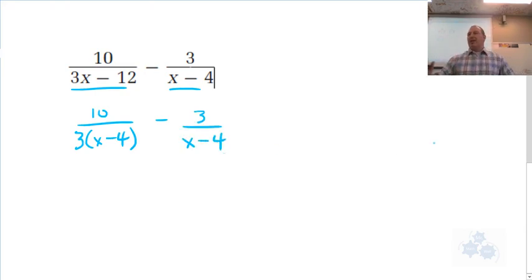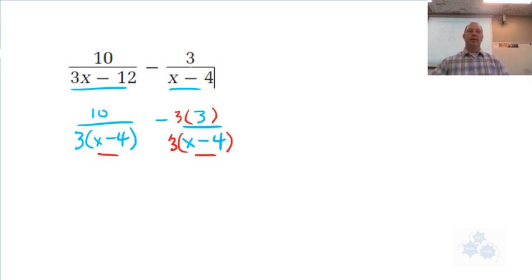So we need to have a common denominator, and this is another way that I like to think about it. When you've got everything factored, everything needs to have what the other rationals have in the denominator. So everybody needs to have a 3 as a factor. Well, this one does not have a 3 as a factor, but we can put one there. If I do that, I have to multiply the top by 3 as well. Okay? So both terms need to have a 3 as a factor. Both terms need to have an x minus 4, and they already do.